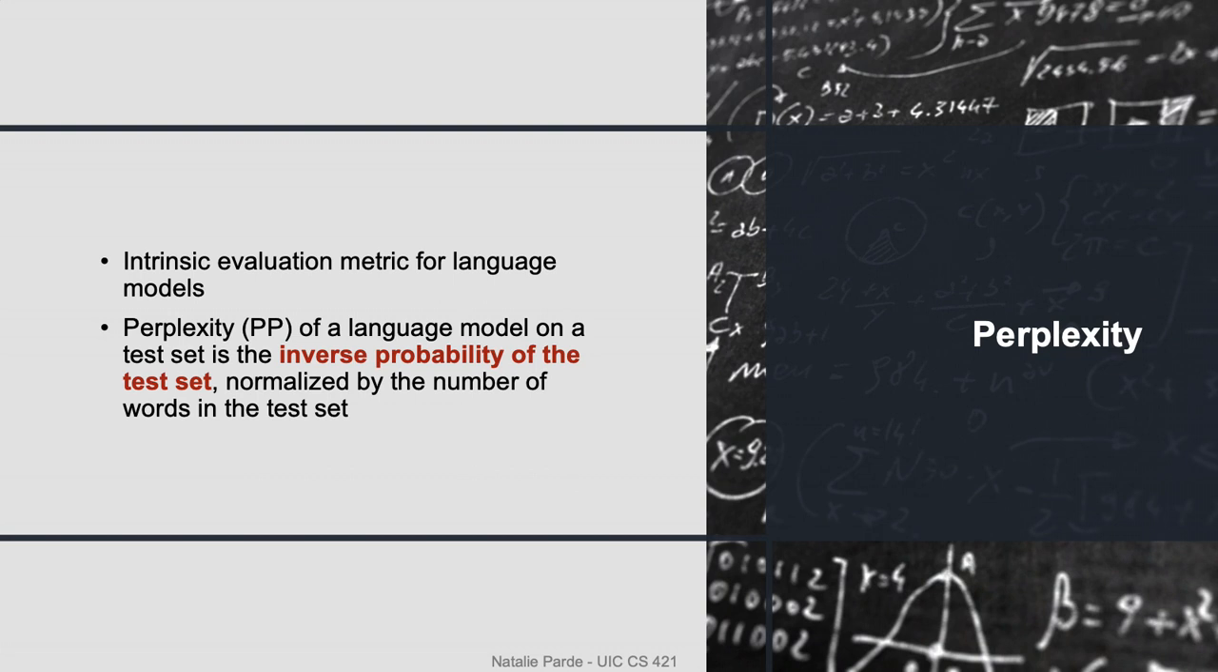It's an intrinsic evaluation metric for language models, and it's basically just the inverse probability of your test set given your current language model normalized by the number of words in the test set.